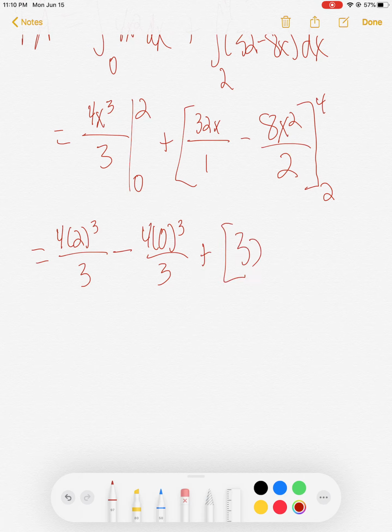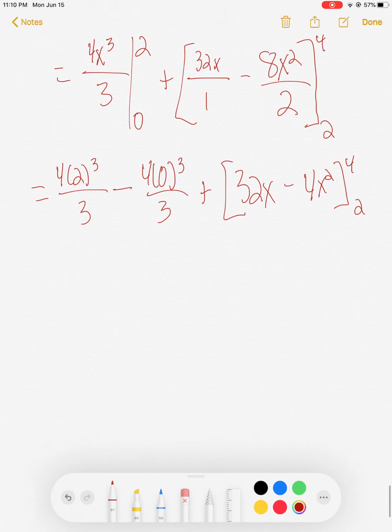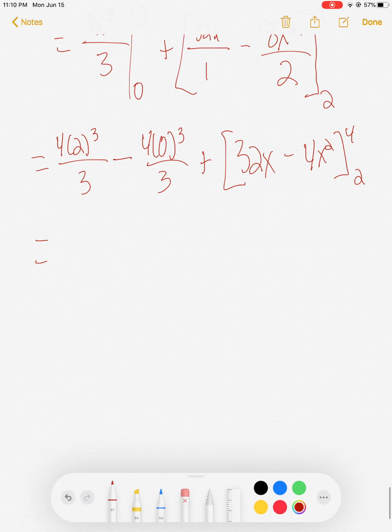Okay, so let's go ahead and start evaluating this first part. That's going to be 4 times 2 cubed over 3. Remember, whenever we evaluate, we plug in the top bound, and then we subtract out whatever we get from the bottom bound over 3. The second part, before we plug in, let's make this easier on ourselves and rewrite this: minus 4x squared from 2 to 4. Okay, so next step, we'll plug stuff in there.